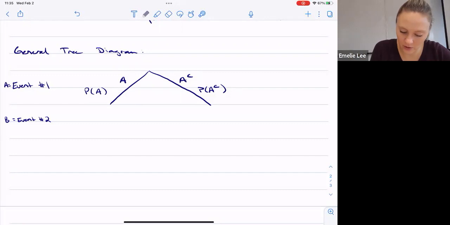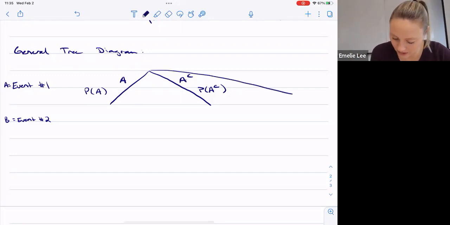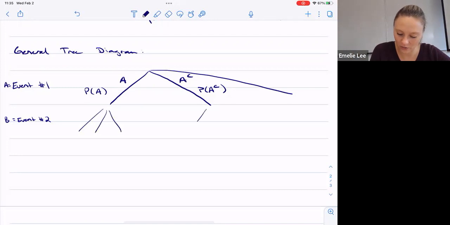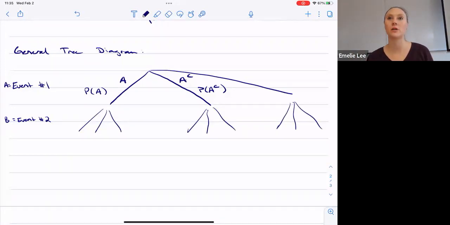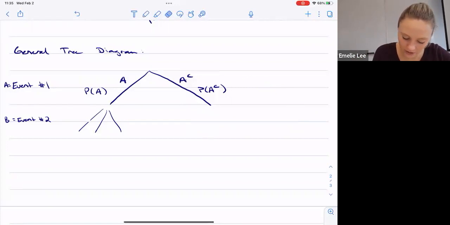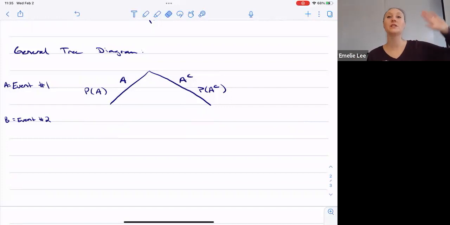So imagine if you have, let's just draw one temporarily, even 3. So now if event 2 also has 3 possibilities, then you'd have 1, 2, 3, 1, 2, 3, 1, 2, 3, and it just gets out of hand really quickly, right? You can do it, but it's going to take a little bit more concentration. So that's why I'm only going to focus on, did you get an A or did you not get an A, right? Did you get an A on the midterm?